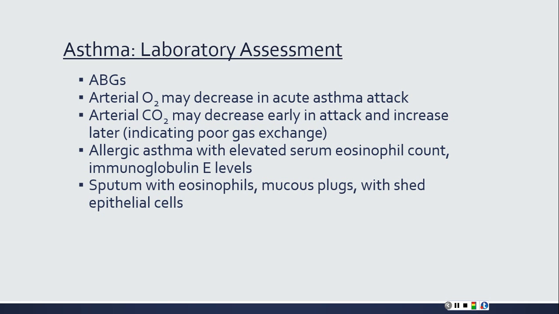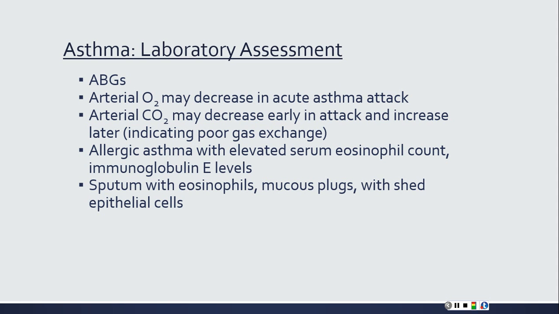The arterial O2 may decrease in an acute asthma attack, and arterial CO2 may actually decrease early in the attack and increase later. Okay, so if our CO2 decreases early, we may start out alkalinic, but then later move to the acidotic. Okay, and it may not even be altered. It may not be acidosis or alkalosis, but you may see that movement of pH from more of the alkalinic side to the acidic side.